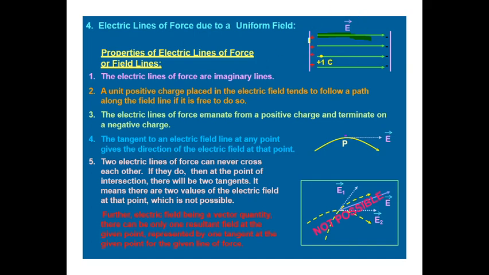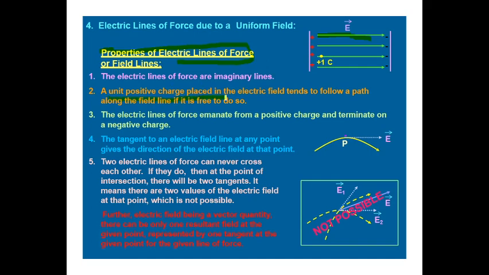This electric line of force has some properties. The electric line of force, or field lines, the properties are: first property, electric line of force is imaginary lines. These are imaginary lines. They are drawn around the electric field or charge to represent the electric field strength. So it is an imaginary electric line of force, or imaginary lines.